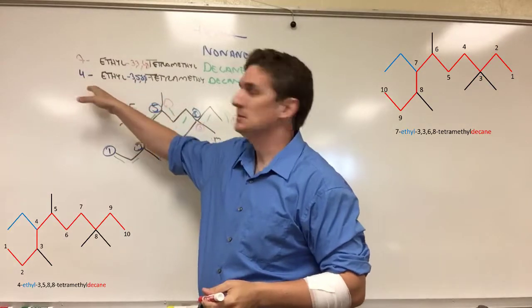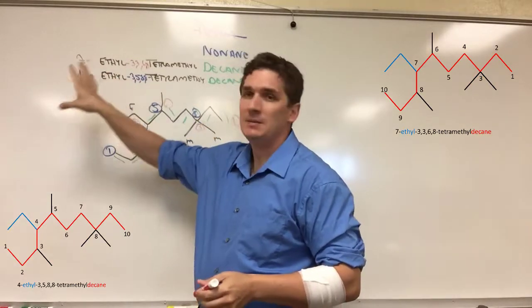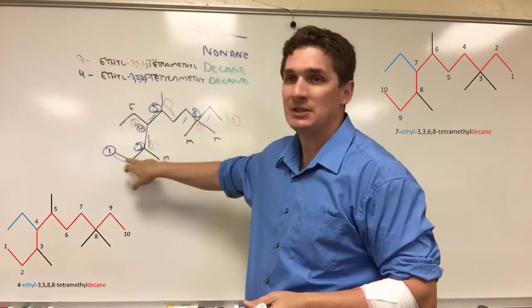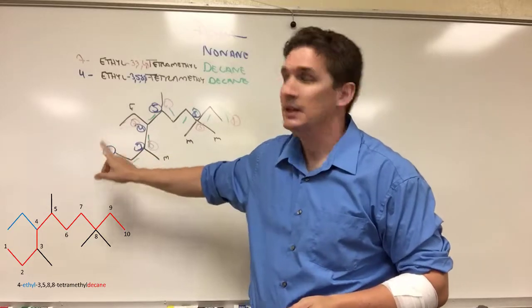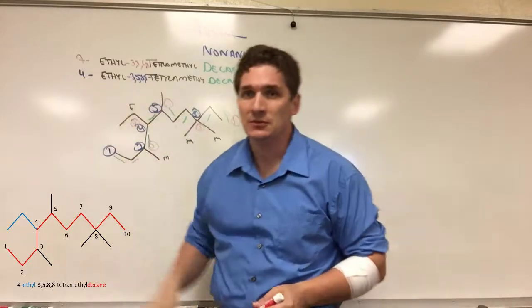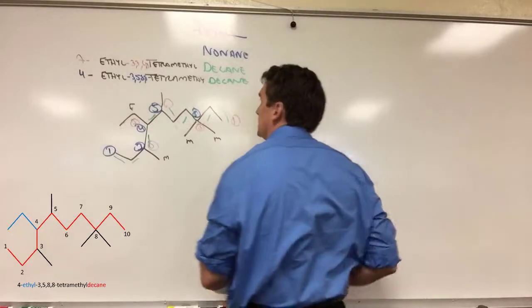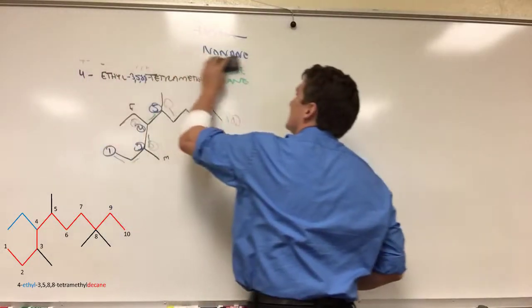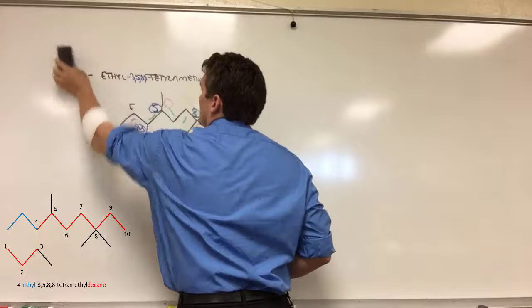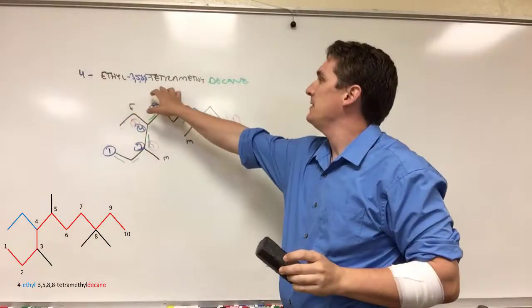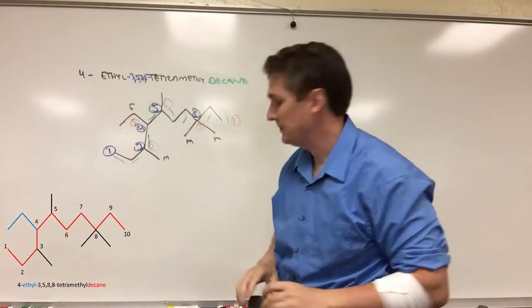So now let's compare the numbers. We have a 4 here versus a 7. So right off the bat, we see that by establishing this as the first carbon, this will end up giving us the lowest number at the first difference. So the name of our compound here is 4-ethyl-3,5,8,8-tetramethyldecane.